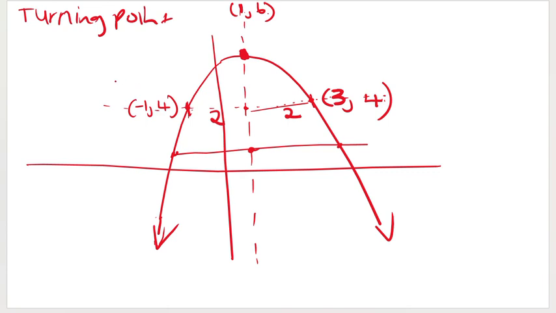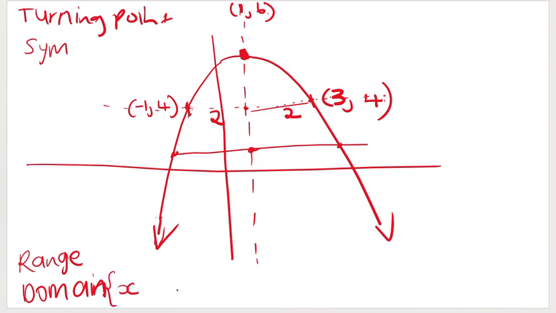Then I've talked about the turning point and I've talked about the symmetry, the axis of symmetry. I've also talked about the intercepts. So now I'm gonna move on to talking about the range and the domain. Starting with the domain. The domain represents all the possible x values. So the domain represents a set of the x values.